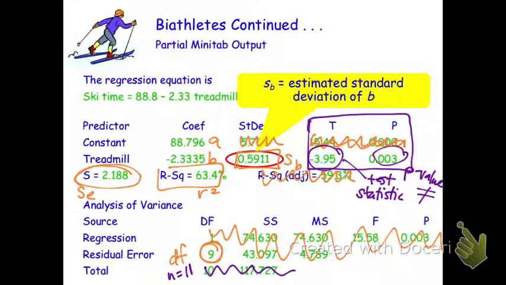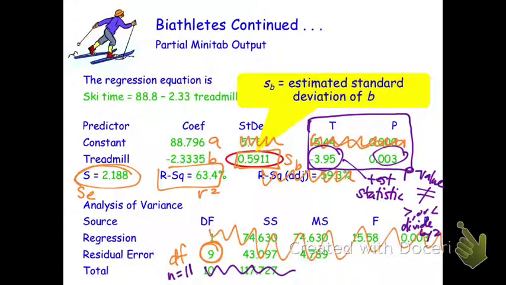So if you wanted a p-value for a less than or greater than test, what would you need to do? Divide or multiply by 2? Divide by 2. So if it's a less than or greater than, you want to divide it by 2.